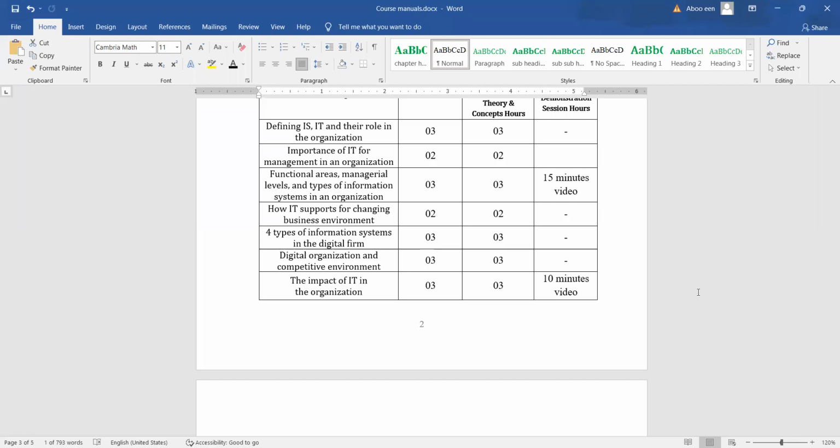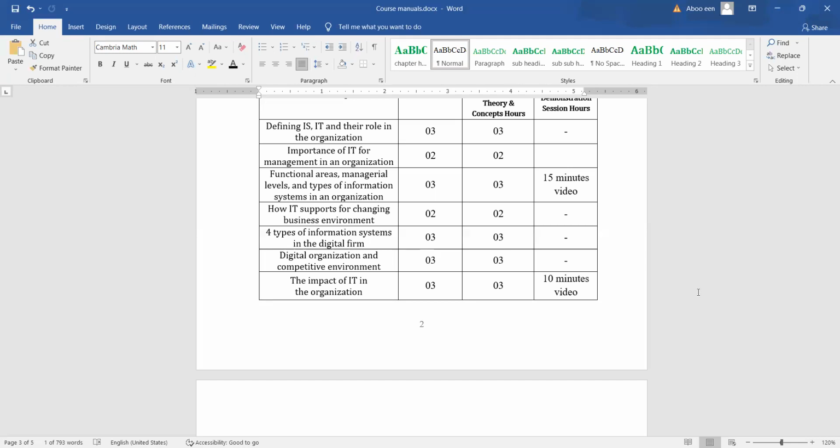How IT supports a changing business environment. For business organizations, how IT can support their survival, help them achieve competitive advantage, and support a business organization in a changing business environment. In the previous topic, on functional areas, managerial levels, and types of information system in an organization, I'm going to demonstrate a 15 minute video.